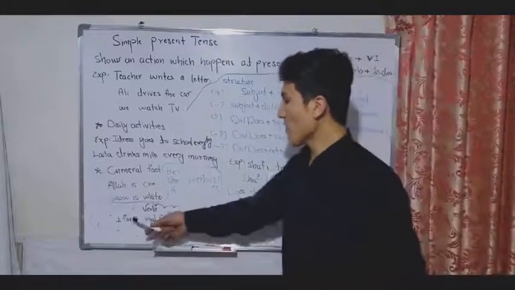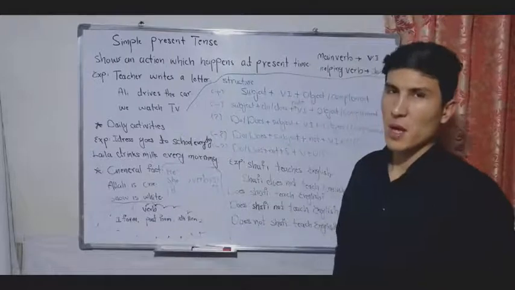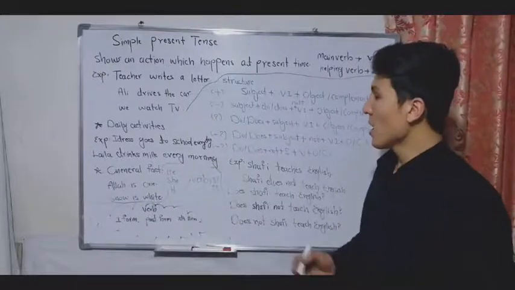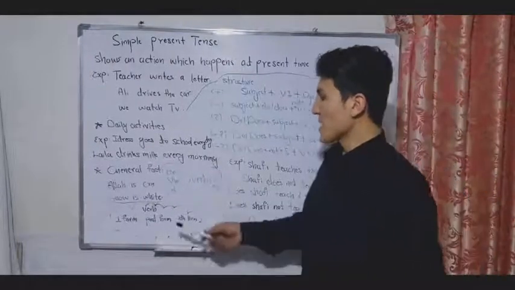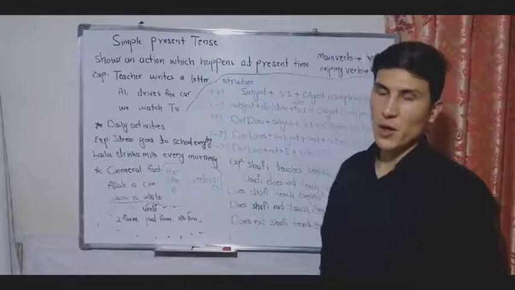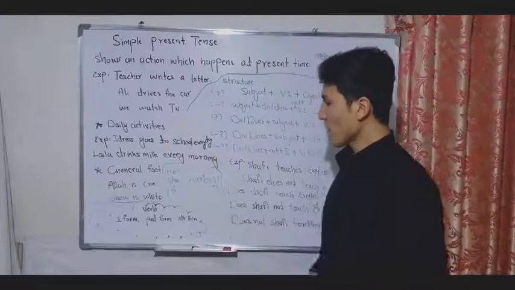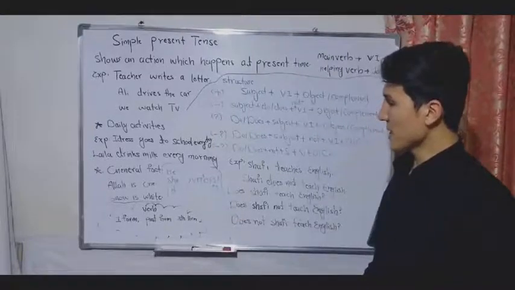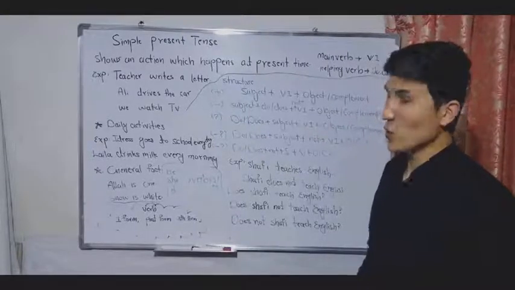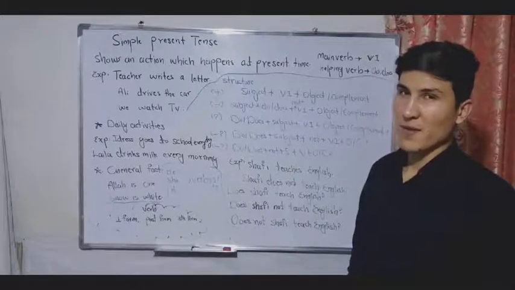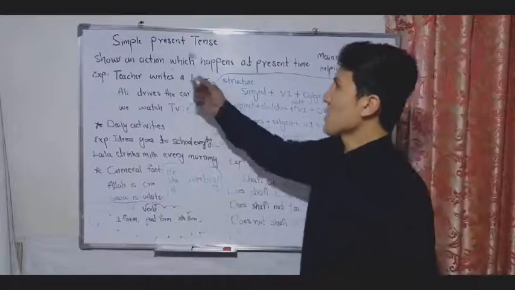The first form is the base form of the verb, which we use in the simple present tense. The second form of a verb is the past form, which we use in simple past tense. And the third form of the verb is the form which we use in all perfect tenses. What is simple present tense?